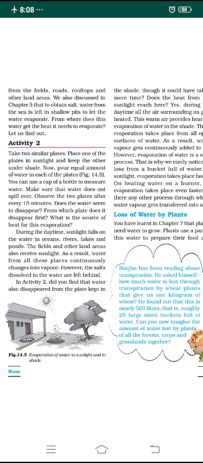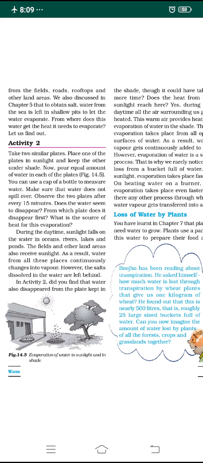We find that water also disappeared from the plate which is kept in the shade. We discussed in the first part the water which evaporated from the plate kept under the sun due to the heat of the sunlight. Let us come to the next plate, the plate which is kept in the shade. From that also the water disappeared.